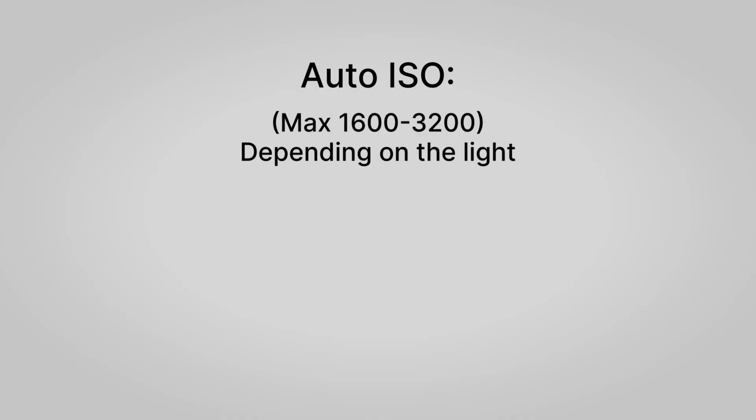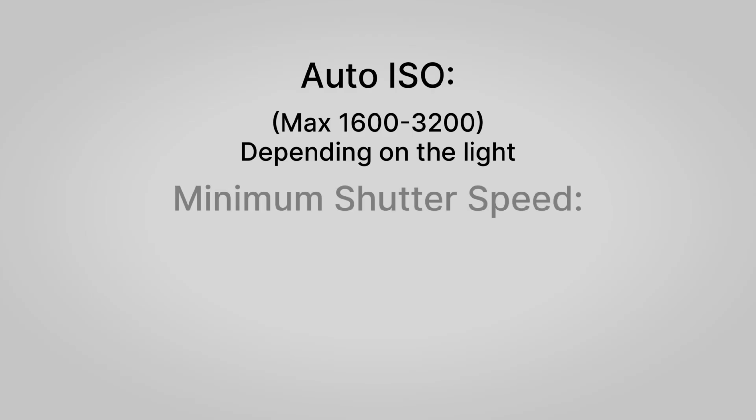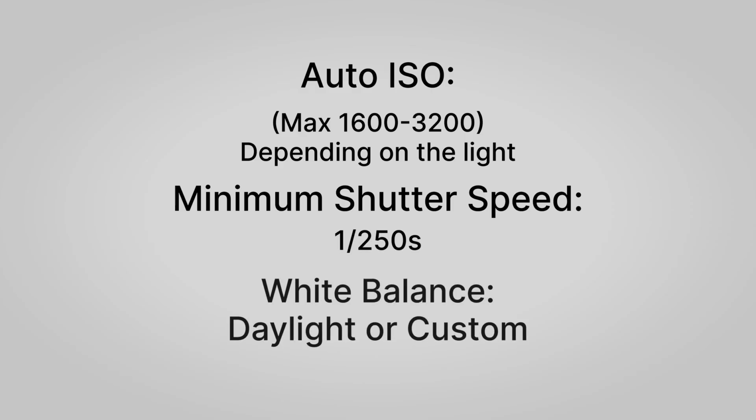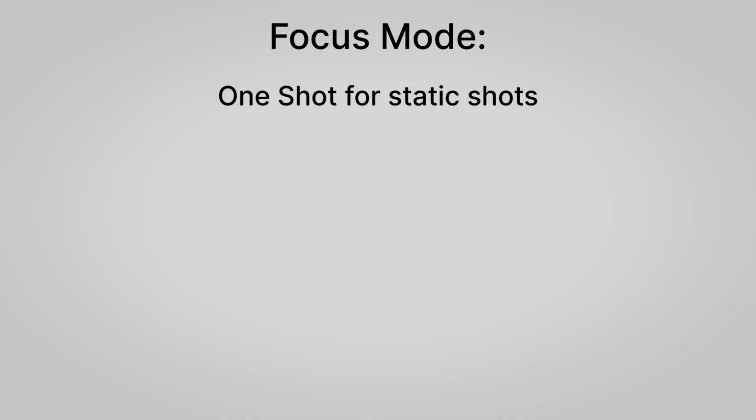ISO: auto ISO, max 1600 to 3200, depending on the light. Minimum shutter speed: 1/250 of a second. White balance: daylight or custom white balance. Focusing mode: one shot for static shots, AI servo for movements.